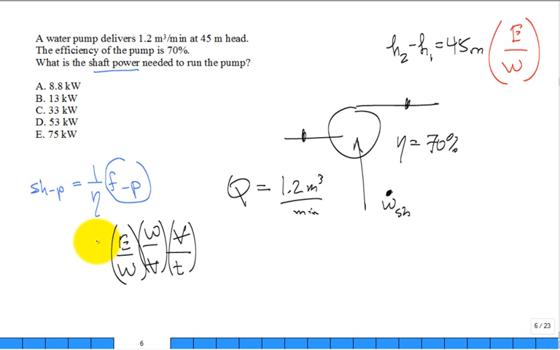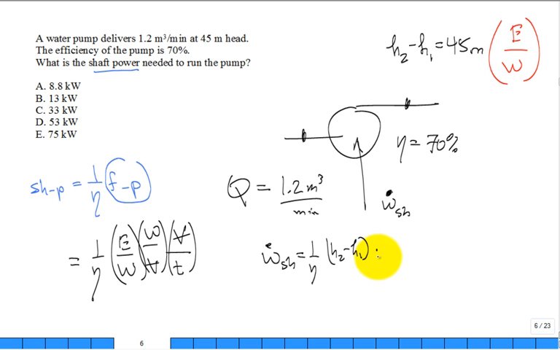So depending on how your mind works, you don't need to memorize the equation. You just say, oh, I have 1 over the efficiency times energy per unit weight, weight per unit volume, volume per unit time. That'll give me my power. Okay, so let's work it out. So this is W dot shaft is equal to 1 over the efficiency. Energy per unit weight, that's the H2 minus H1. That's the change in the head. In meters, it's 45 meters is the number I'm going to substitute in there.